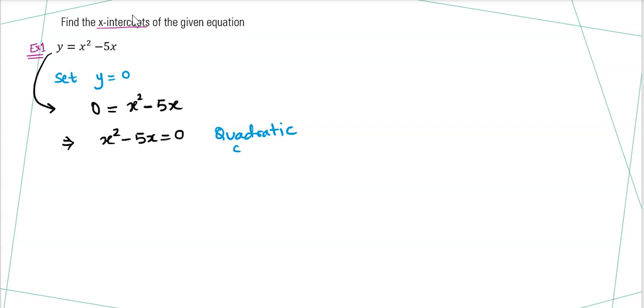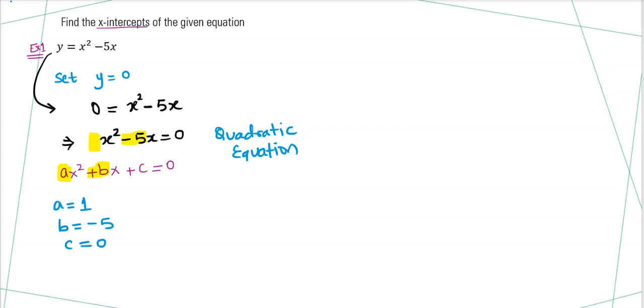We know that a quadratic equation can be solved by using the quadratic formula. Comparing this quadratic equation with the standard form, which is ax squared plus bx plus c equals 0, we get the value of a as 1, since a is the coefficient of x squared. b is the coefficient of x with its sign, which is minus 5. And since there is no constant term, c becomes 0.